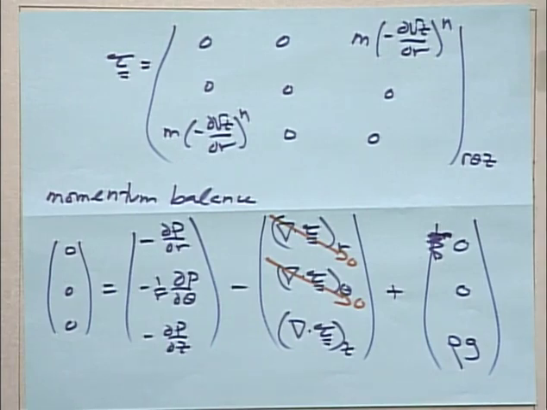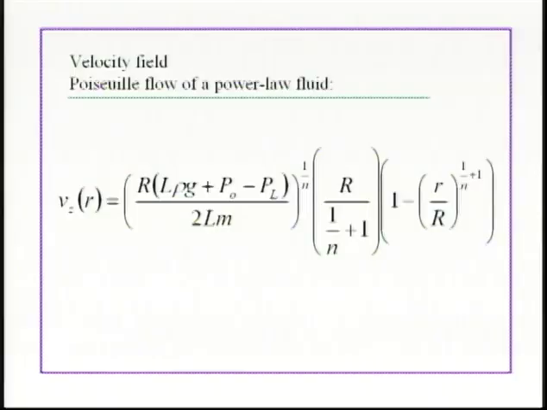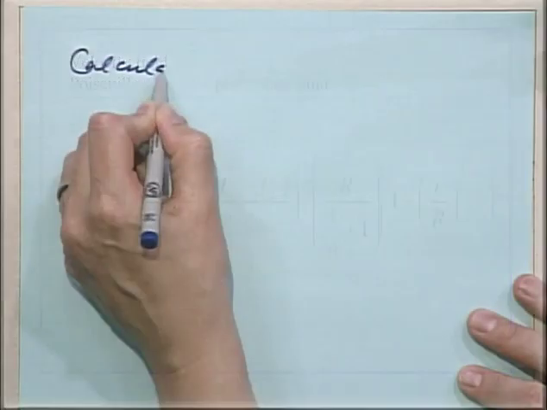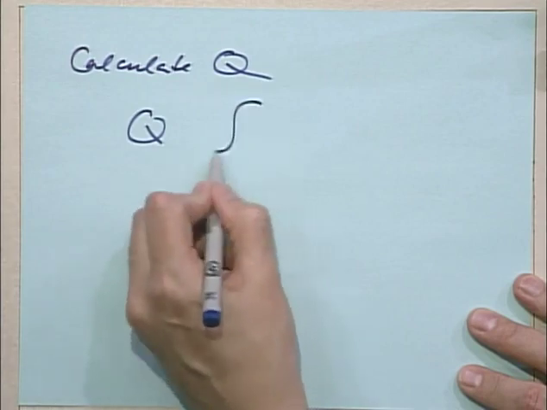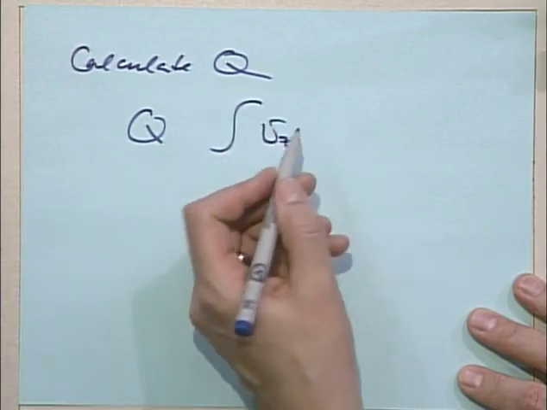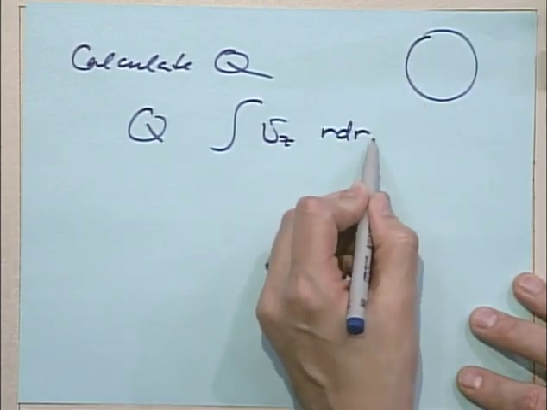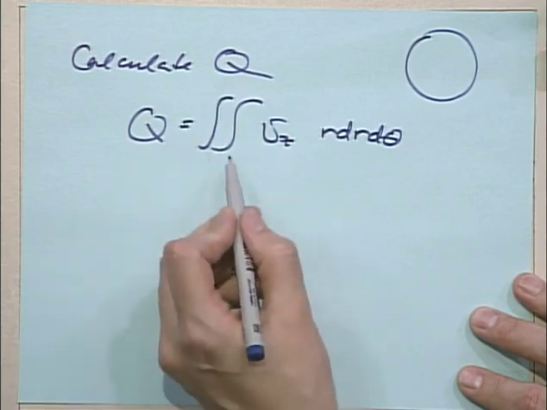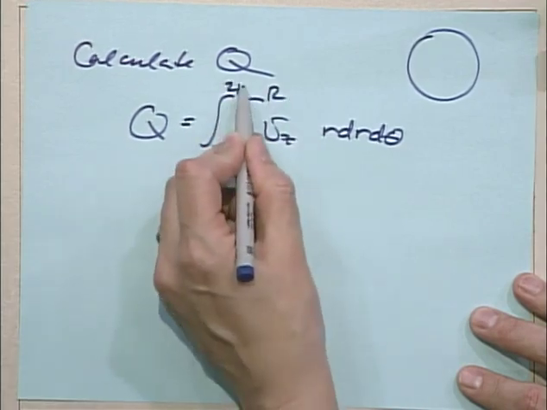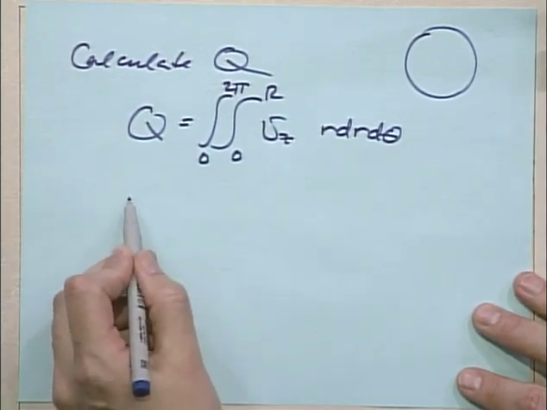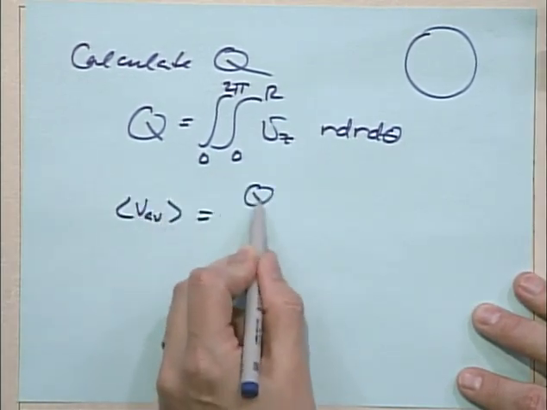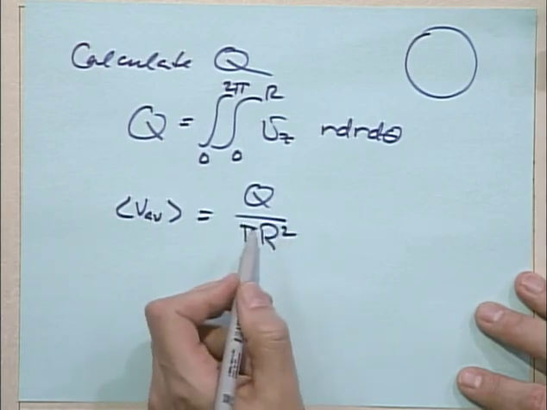If we want to calculate the average velocity, we have to integrate the velocity across the cross-section. Okay, so we have the velocity field. We could calculate the flow rate. The flow rate is the integral of the velocity across the cross-section. So the cross-section of the flow here, r dr d theta. R goes from 0 to R, theta goes from 0 to 2 pi. And then the average velocity is the flow rate divided by the cross-sectional area.